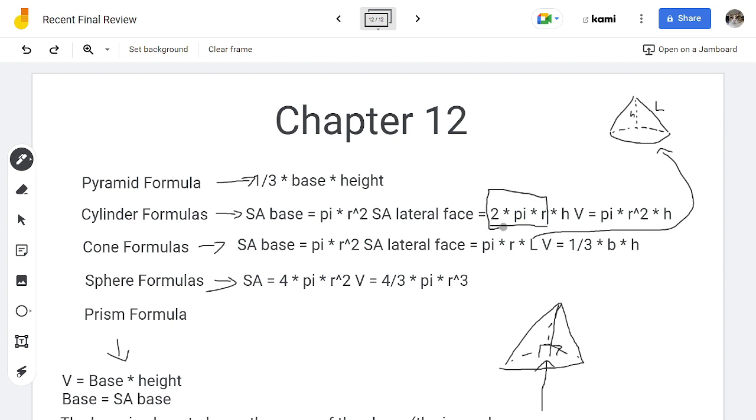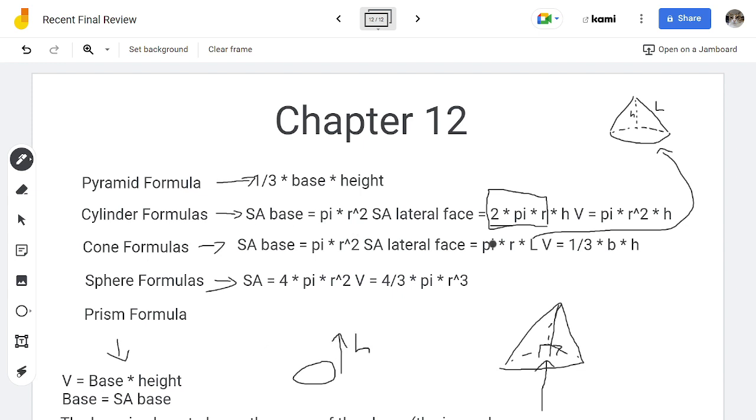Look, this 2 pi r, it's the circumference. So what you're doing with the surface area of the lateral face is taking the circumference and multiplying it by the height. You can imagine it top down or bottom up even. I think bottom up will be more intuitive. So you just multiply bottom up.